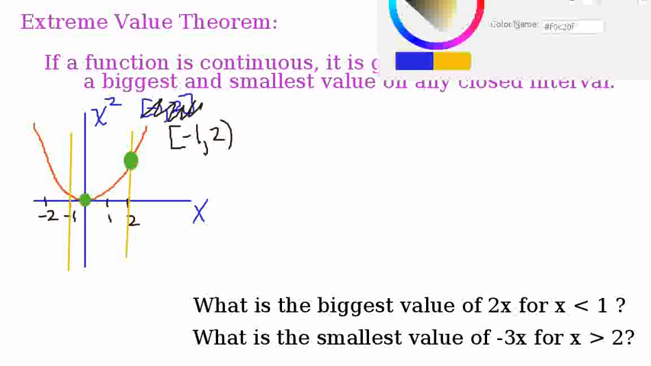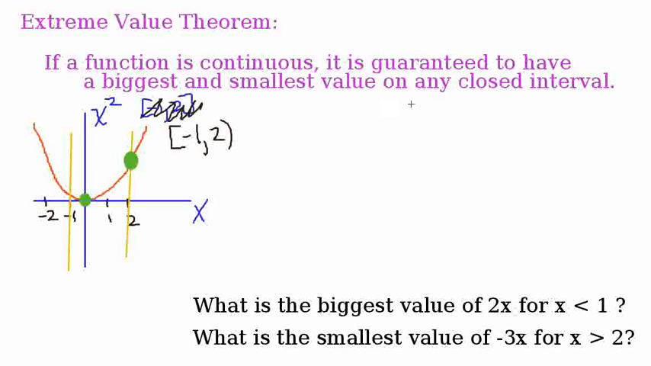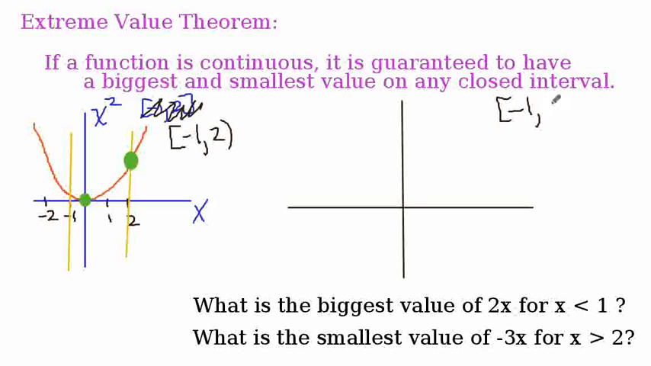Let me give you another example. I'm going to give you an example where you have a closed interval and you still don't have a max and a min. Let's focus on the closed interval [-1, 1], and this time let's plot 1 over x squared.